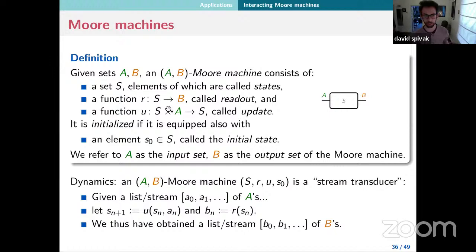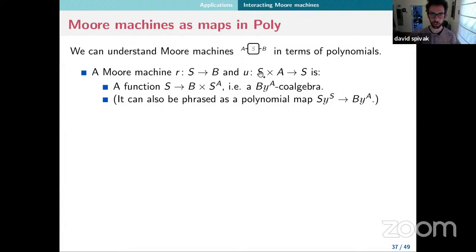Now, in terms of polynomials, a Moore machine like this is just a function from S to B times S to the A. Every element of S gets an element of B and gets a function from A to S. So it's just a by-to-the-a coalgebra. You can also phrase it as a map from sy to the s to by to the a. Because we've been talking about coalgebras, I think it's actually more natural to think of them as coalgebras. So I used to talk about them this way, but I'll certainly be moving to this way today.